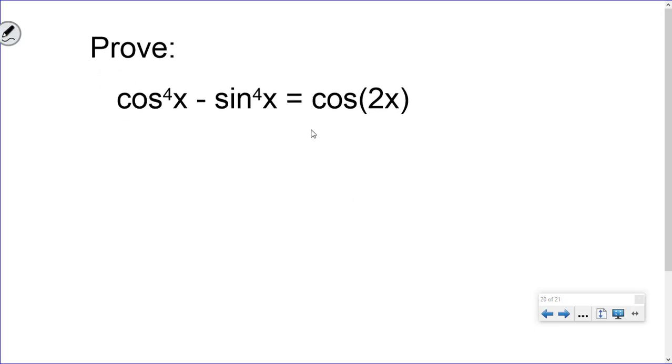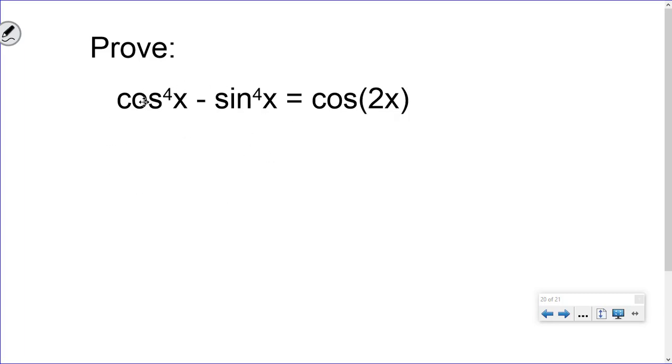Prove that cosine to the fourth x minus sine to the fourth x is equal to cos 2x. So where do you guys think we should start here? I'd probably start with the left-hand side. I would imagine some people's first instinct would be to start with the right-hand side, because that's where my double angle is. Sometimes it can be easier to try to get to the double angle, and sometimes it can be easier starting with the double angle and trying to get to the identity.